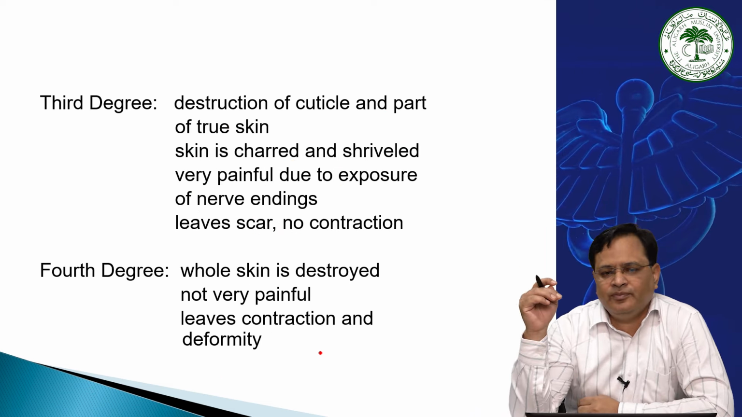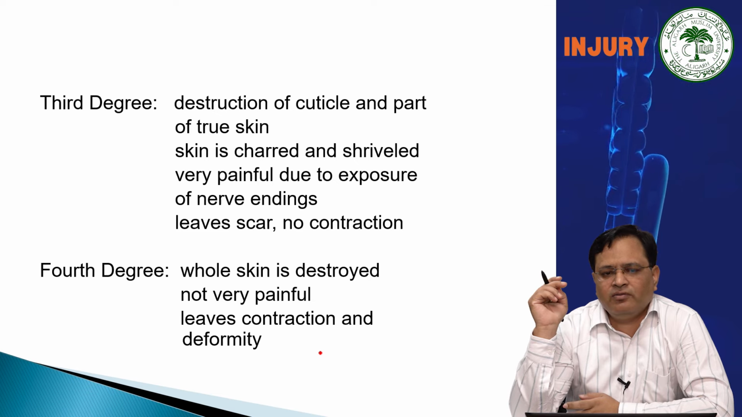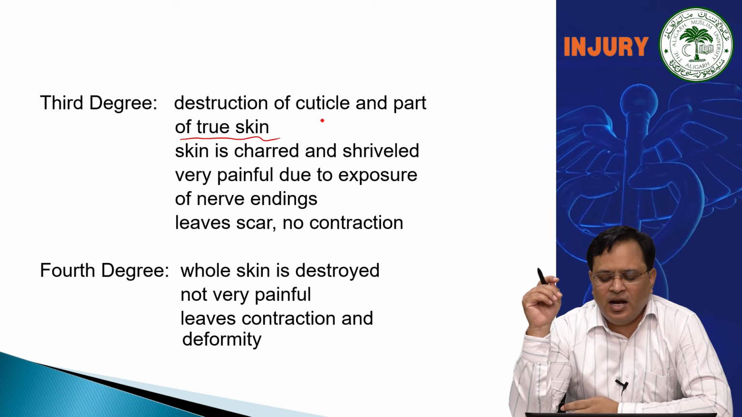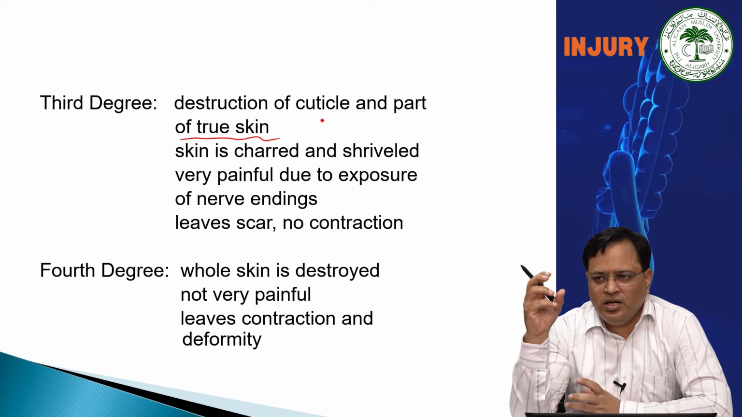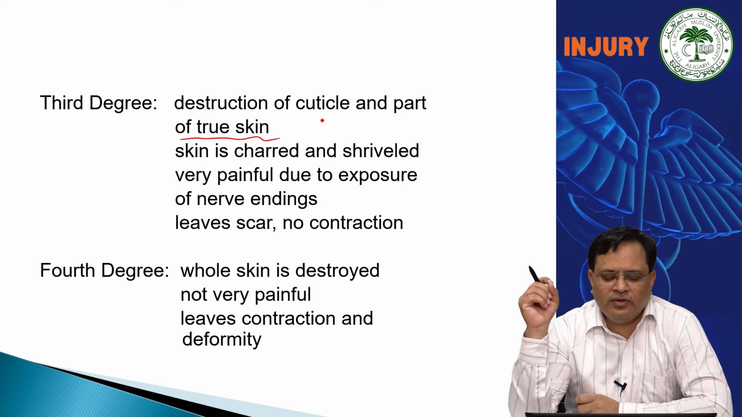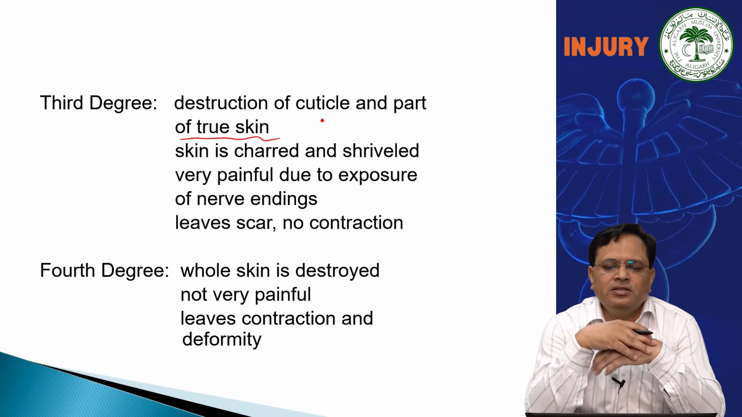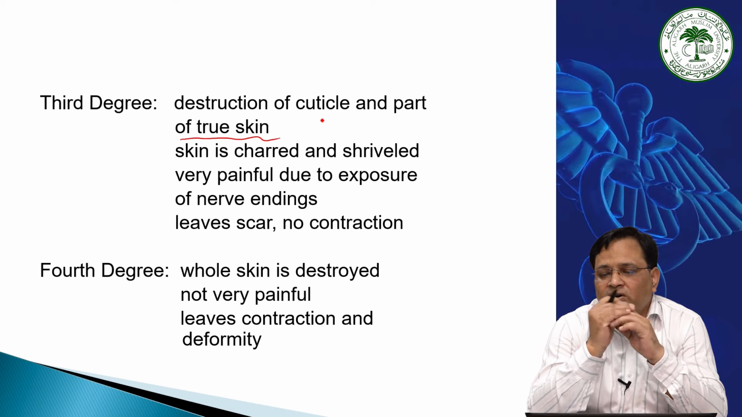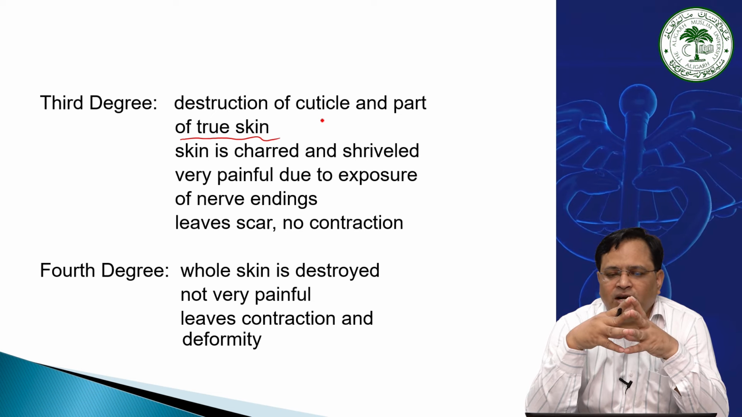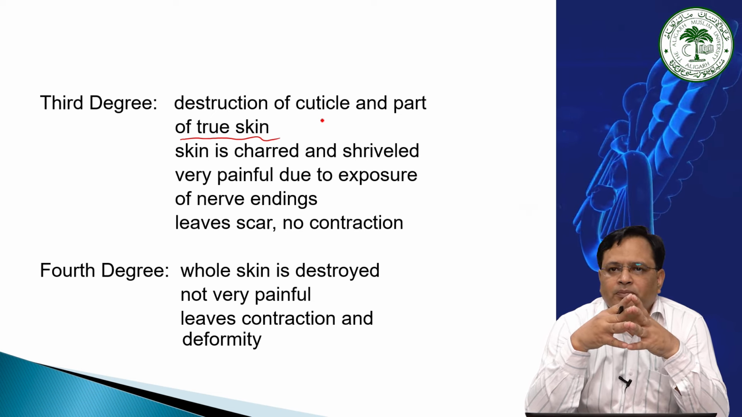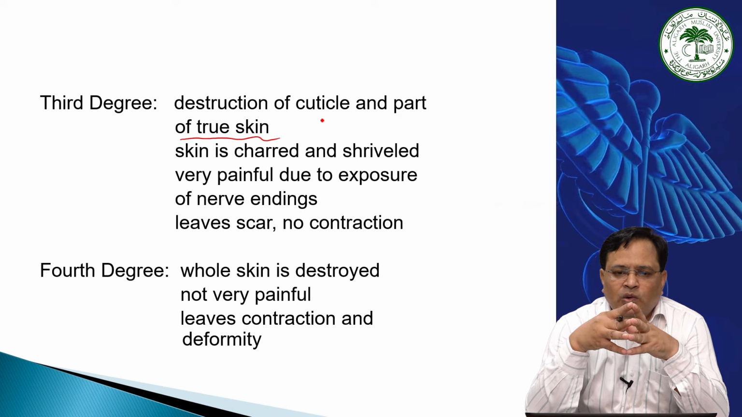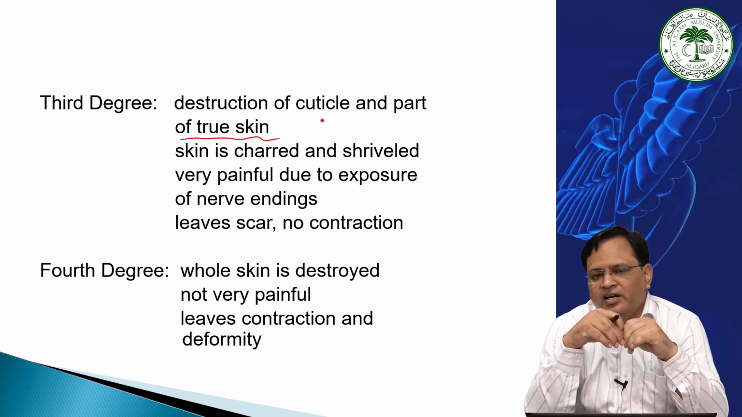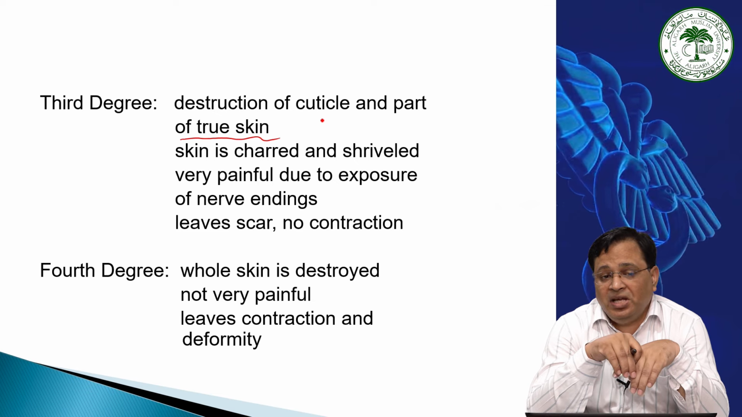Then we have third degree burn, with destruction of the cuticle and part of the true skin, which means the dermis is also gone. Skin is charred and shriveled. Skin is totally charred, totally shrunken, and very painful due to exposure of the nerve endings, which are present in the dermis. So in third degree burn the patient is always in pain. We have to apply different types of pain suppressants in the form of a local anesthetic or some other things, so that we can get decreased pain, but it is a very painful condition and it takes a long time to heal.